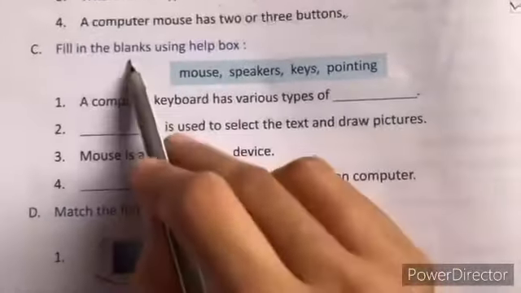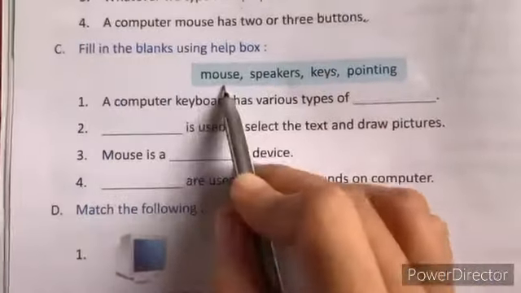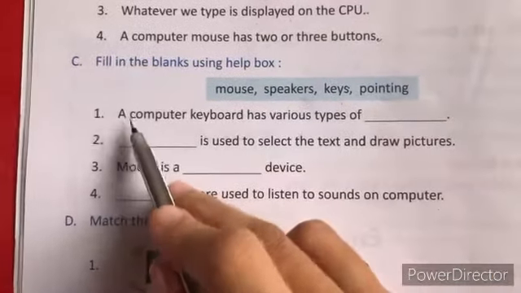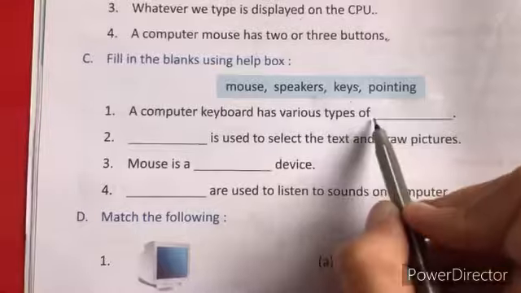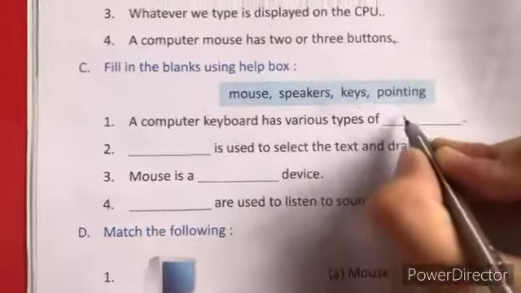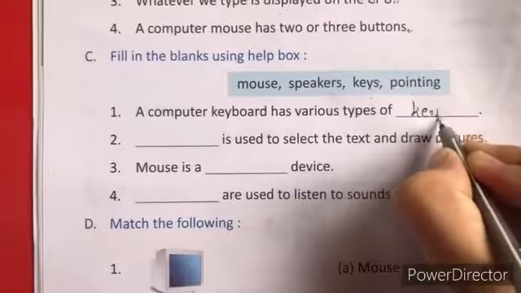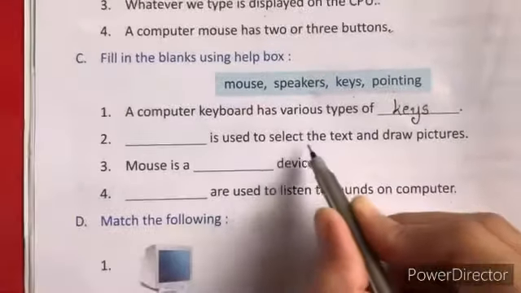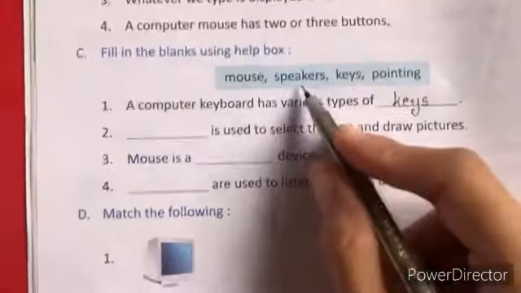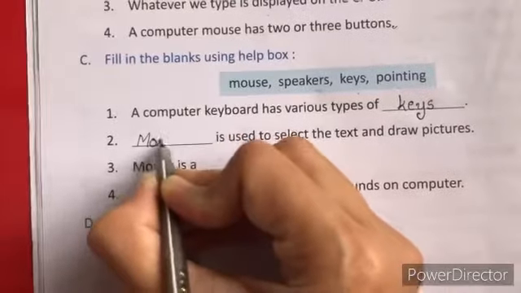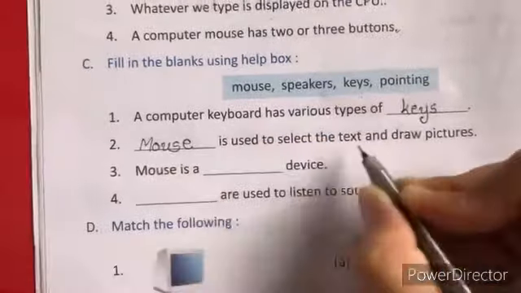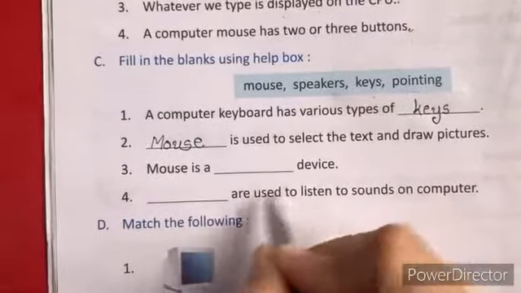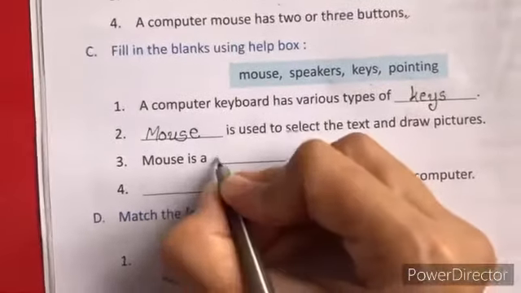Now fill in the blanks using the help box. This is the help box: mouse, speakers, keys and pointing. Number 1: a computer keyboard has various types of keys. So we write keys in the first blank. Blank is used to select the text and draw pictures. So mouse is used to select the text and draw pictures. Number 3: mouse is a pointing device.